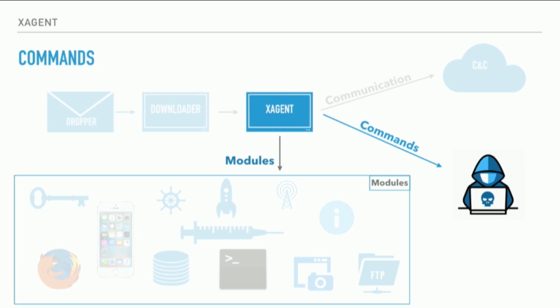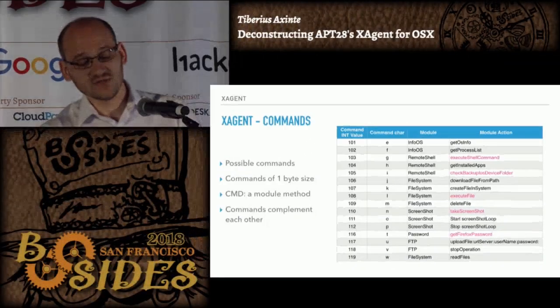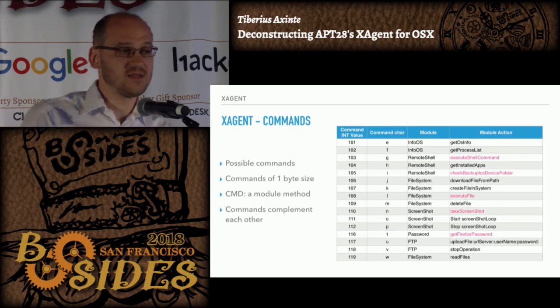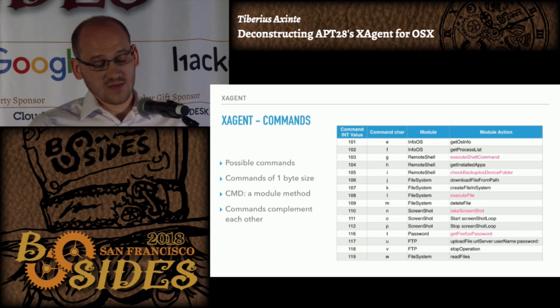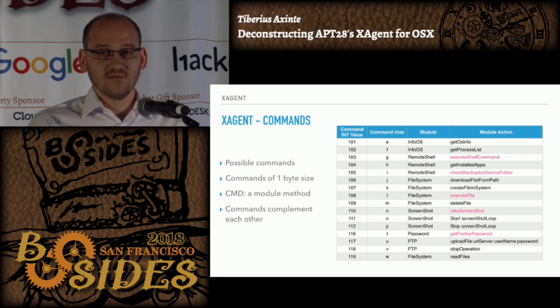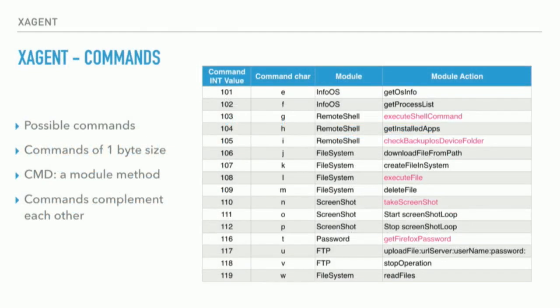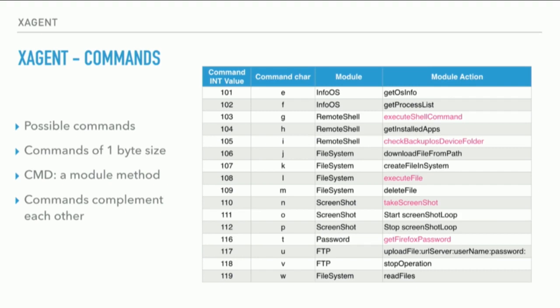Now let's take a look at the commands that it can receive from the server. So here is a table with all the possible commands that the malware can receive from the CNC server. Each command is a 1-byte command, and for every command that it receives, XAgent will call a function from a spying module, and these commands also complement each other. For example, the CNC server can send a command to XAgent to take screenshots on the infected machine, and then can send another command to upload those screenshots to an FTP server.